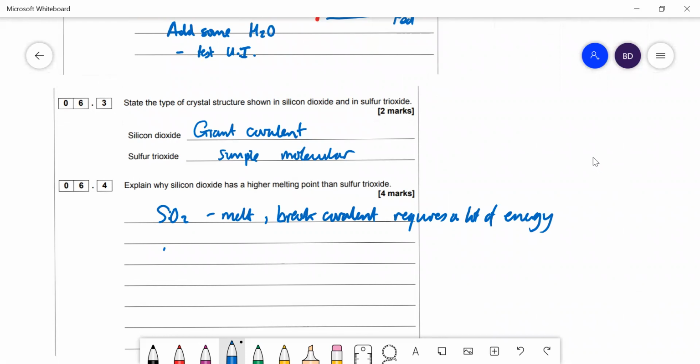If you want to melt sulfur trioxide, SO3, you're only breaking weak intermolecular forces, and they are van der Waals forces. SO3 is actually symmetrical, so there won't be any dipole there. So you're only breaking van der Waals forces, and they're weak, and you don't require much energy. So 2 marks for each: 1 for the nature of the thing you're breaking, and 1 for the amount of energy that you require to break it.